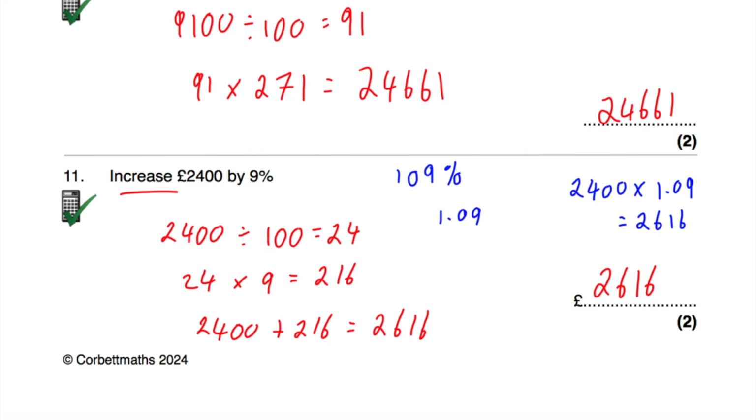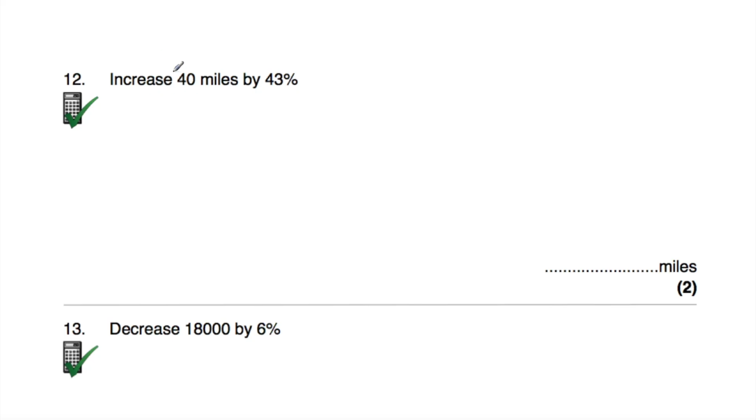Okay, let's look at our next question, question number 12. We've been asked to increase 40 miles by 43%. So if we want to increase 40 miles by 43%, let's take the 40 miles and let's divide it by 100 to begin with to find 1%, which is 0.4. We're then going to take that 0.4 and we're going to multiply by 43 to find out what 43% is. So 0.4 multiplied by 43 is equal to 17.2. So that means that 43% of 40 miles is 17.2 miles.